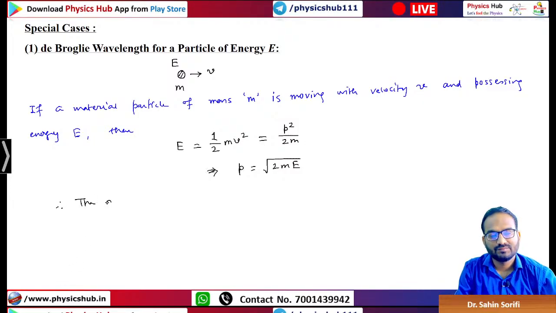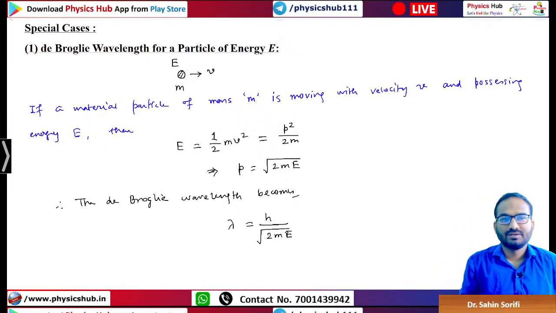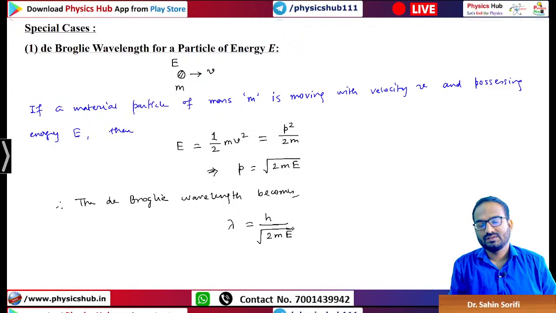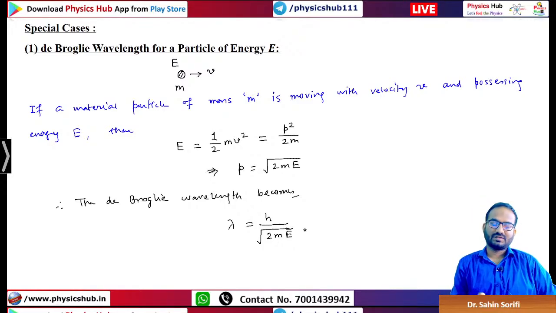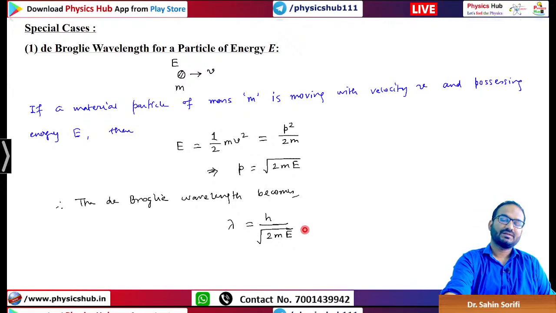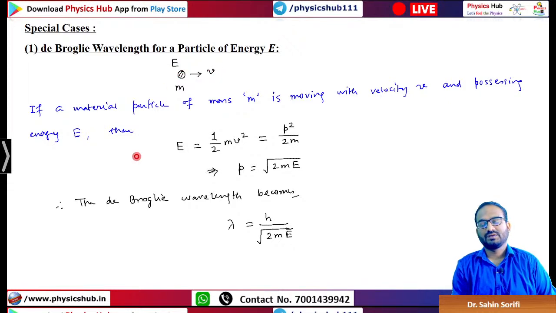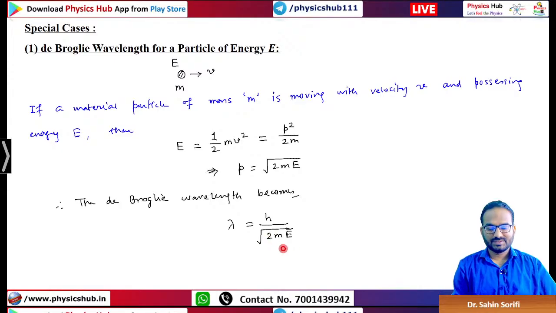Therefore the de Broglie wavelength becomes lambda equals h by p. So p equals square root of 2mE, so lambda equals h by square root of 2mE. So if we have a material particle of energy E, then the corresponding de Broglie wavelength will be h by square root of 2mE. You can imagine it this way: this is a particle, it is moving, and while moving it is also bearing some wavelength-like thing, and the de Broglie wavelength is h by square root of 2mE. So this is the first case.